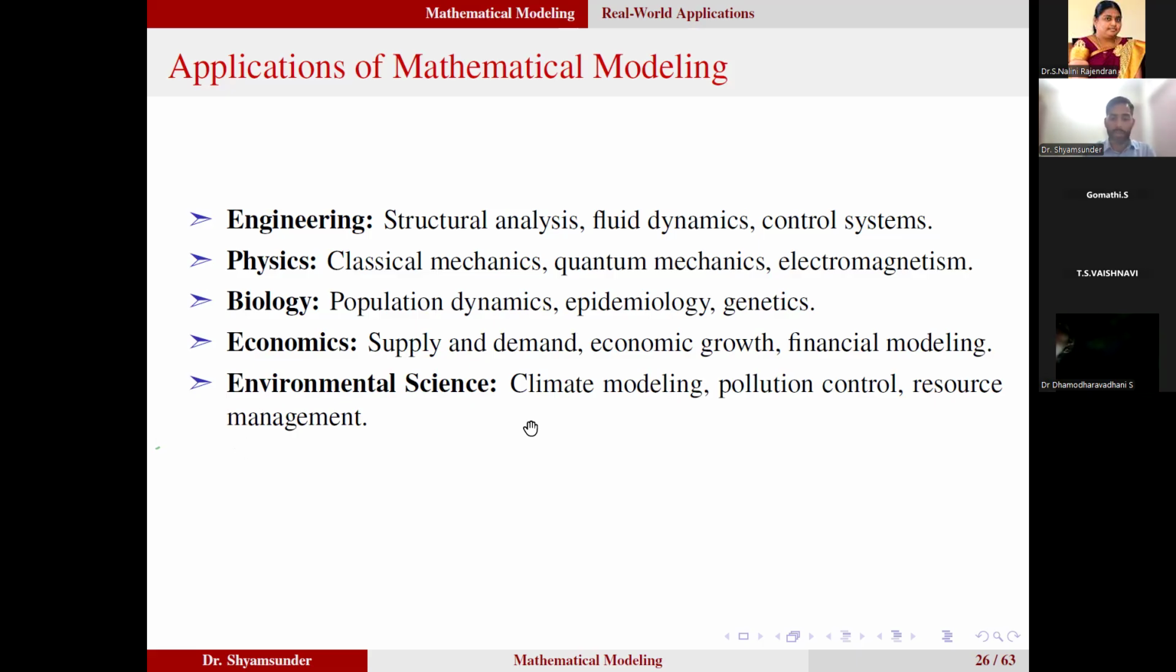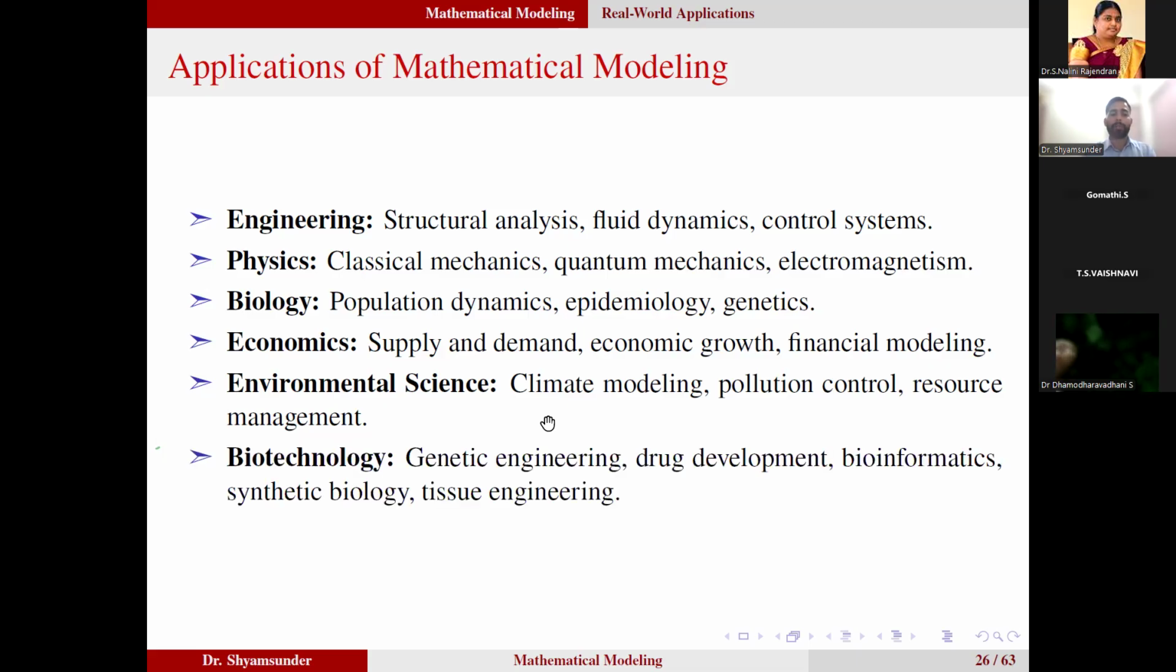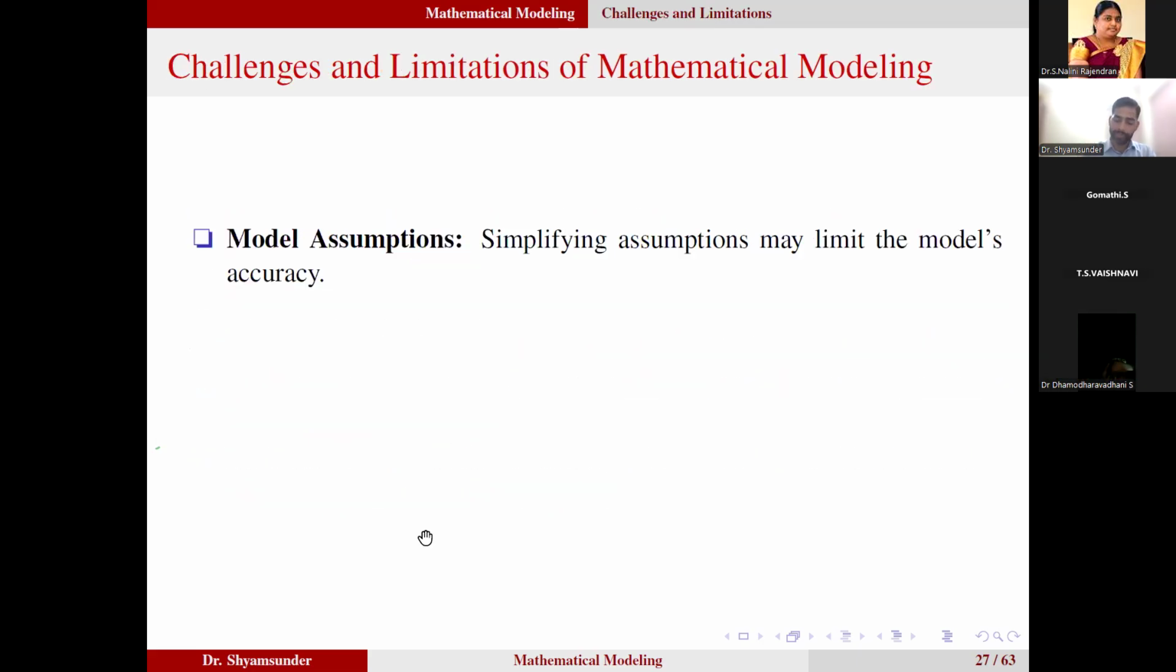Today is also World Meteorological Day, devoted to weather, climate, and water resources and how to control them. World Meteorological Day is 23 March. Mathematical modeling is also used in weather and climate modeling and water resource management. In biotechnology: genetic engineering, drug development, bioinformatics, synthetic biology, and tissues. Now we go to the next slide, with some examples from biology, environmental science, and biotechnology.